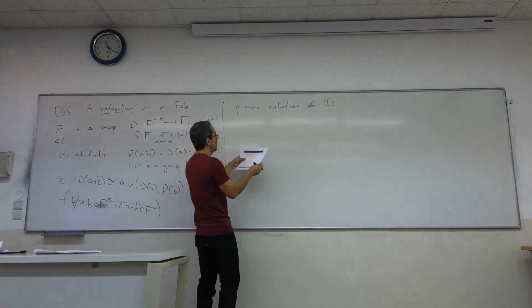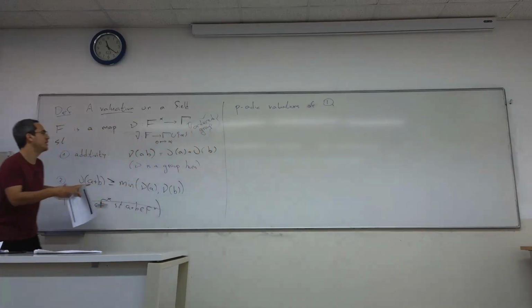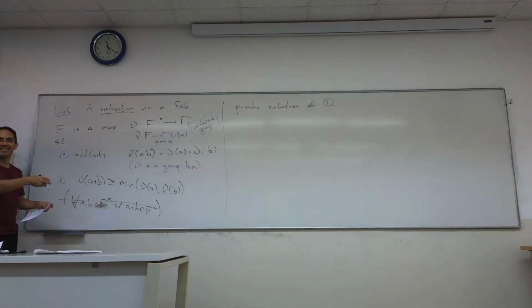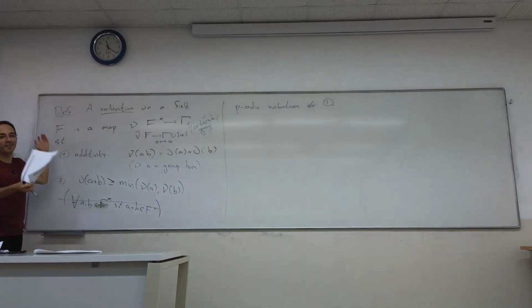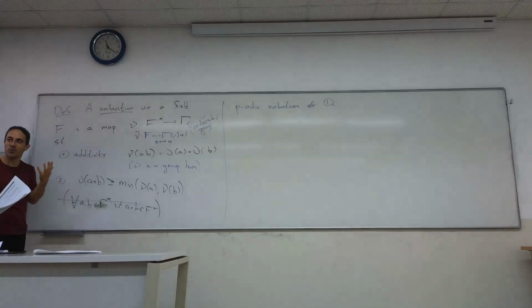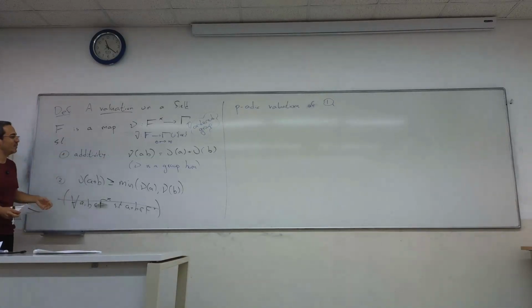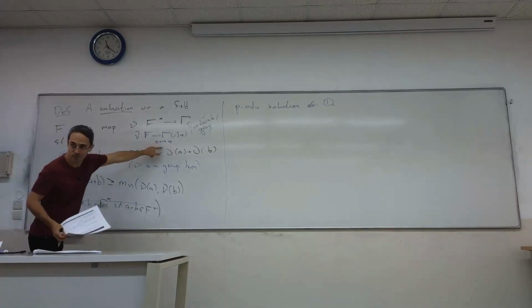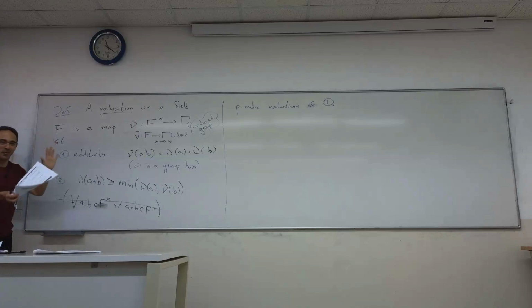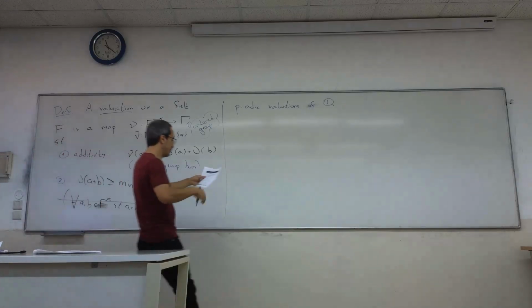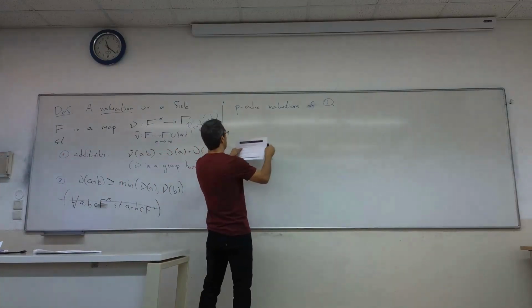Maybe the first example should always be something you can always say. The first example is the trivial valuation. You don't even have to figure out what's trivial, just say it. Trivial is just mapping everything to 0, except 0, which is mapped to infinity. If everything is mapped to 0, then it encodes no information, but everything holds. Other than that, there are more interesting examples that are useful.